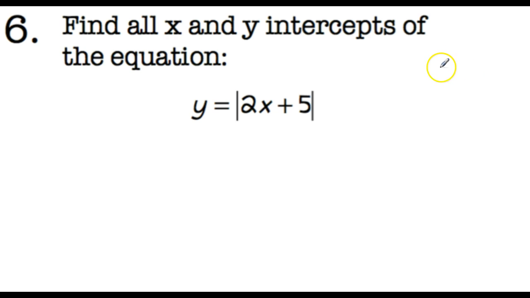One more here. Find all the x and y intercepts of the equation. Now, I'll go ahead and put 0 in for x. And so we get 2 times 0 plus 5, which gives us 5 is equal to y. So when x is 0, y is equal to 5.